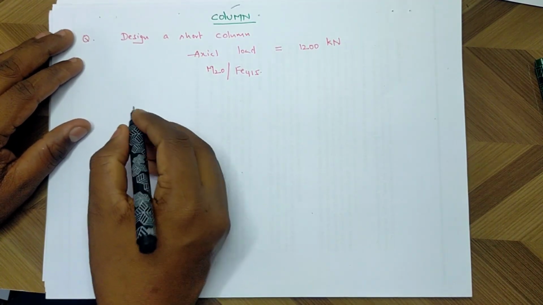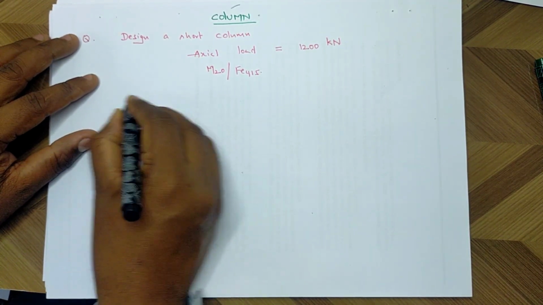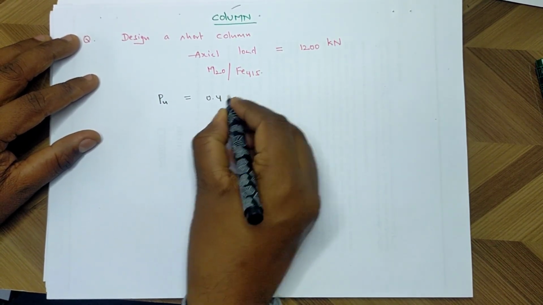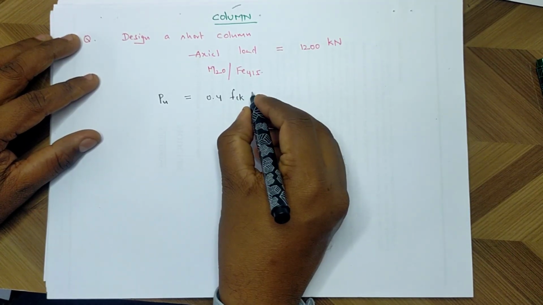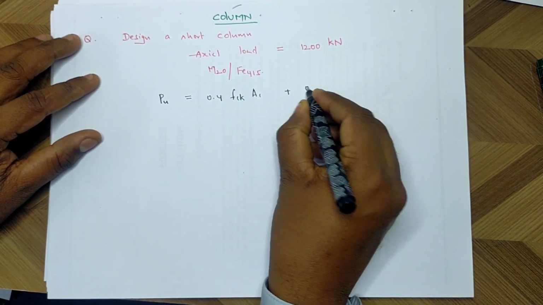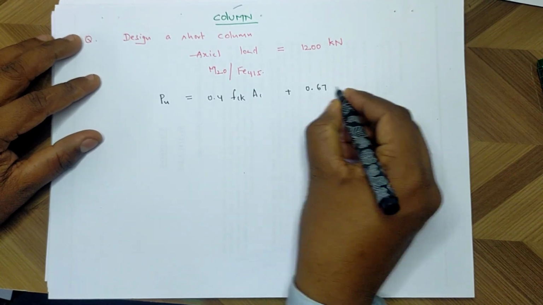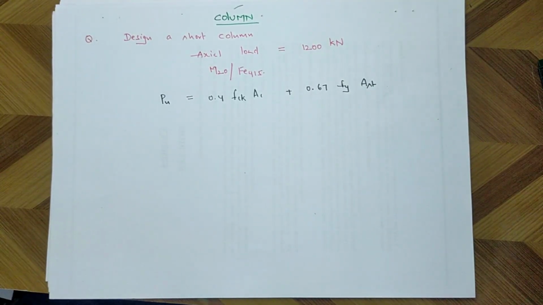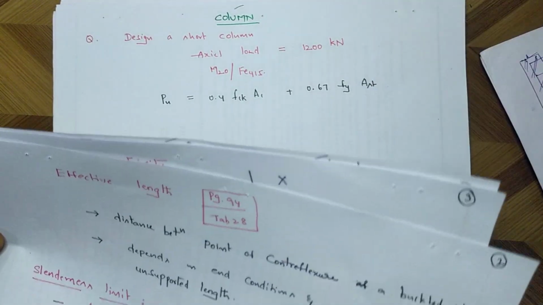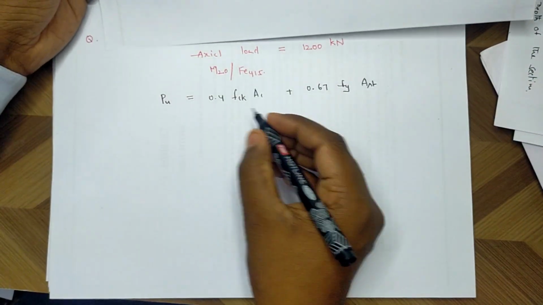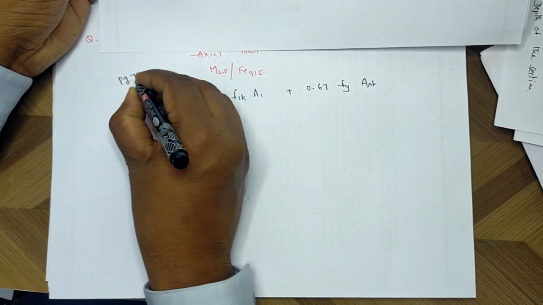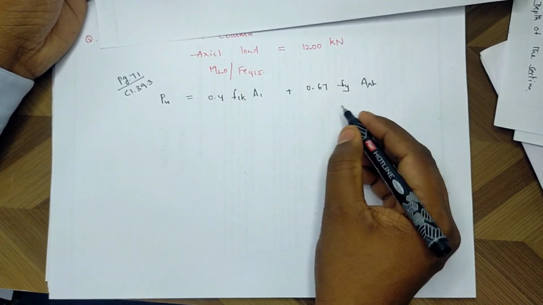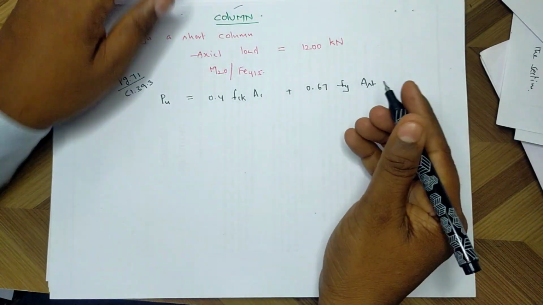First we need to determine the Pu value. Pu is equal to 0.4 fck Ac plus 0.67 fy Asc. Already we know this formula. This formula is available in page number 71, clause 39.3.